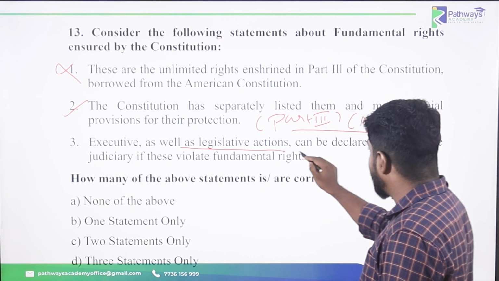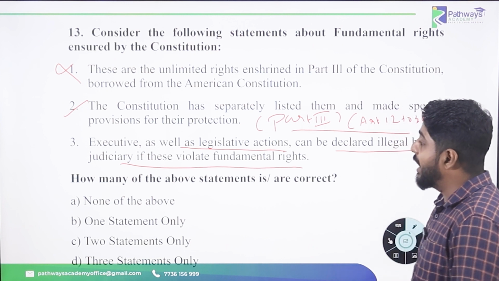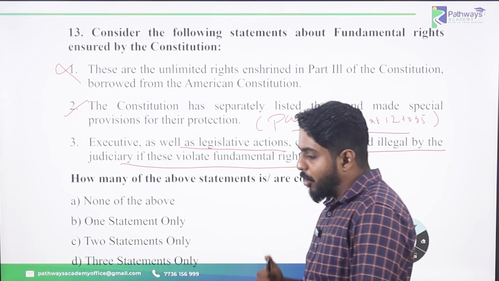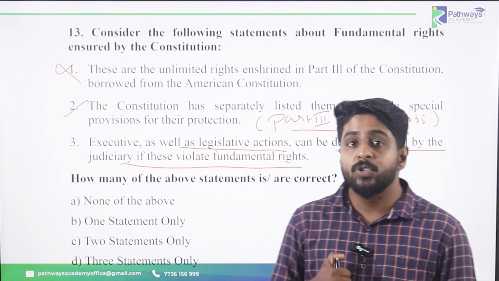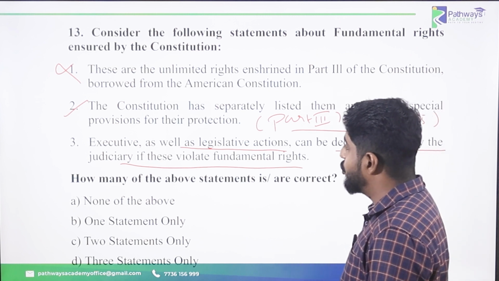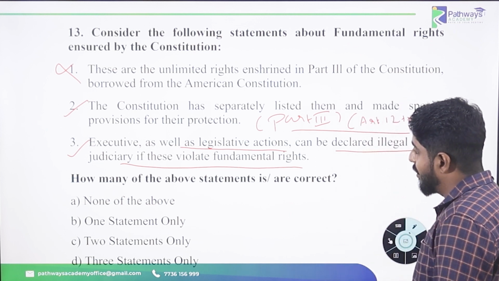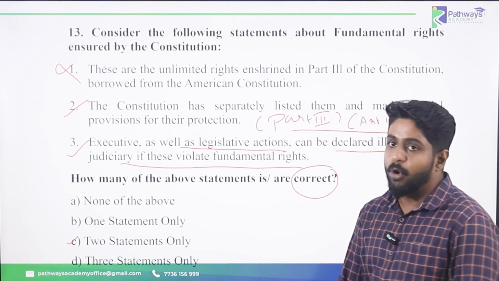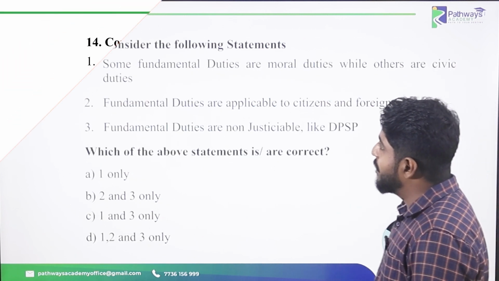Executive as well as legislative actions can be declared illegal by the judiciary if these violate fundamental rights. Very good. So executive actions, be it orders, rules, regulations, legislative actions like the laws, acts, those can be declared illegal or invalid or null and void by the judiciary if this violates fundamental rights. So 2 and 3 are right statements and you need to choose the correct statement. So option C, 2 statements only is the right answer. Very good. So the next question, question number 14.